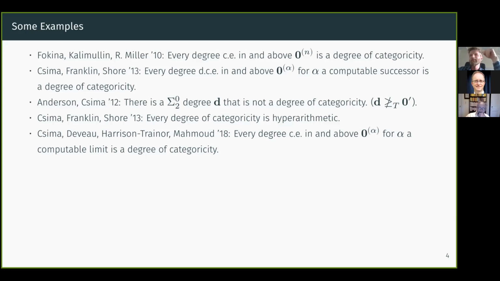And this was then continued. If you look at this Csima, Franklin, Shore example, the case for limit ordinals is omitted. In 2018, Csima, Deveau, Harrison-Trainor, and Mahmoud showed that if D is a degree CE in and above 0^(α) for α a computable limit ordinal, this is also a degree of categoricity.